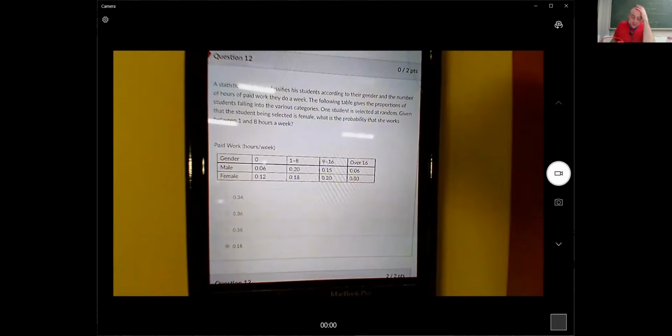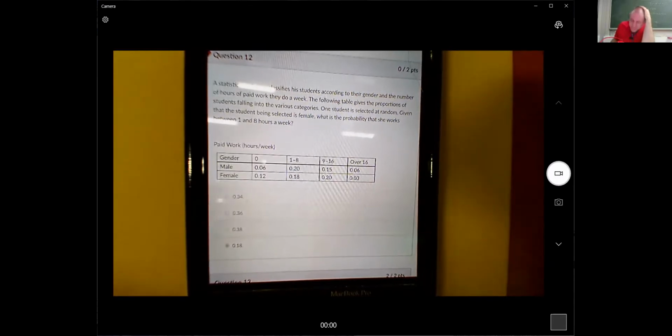So a statistician, possibly a statistics lecturer, classifies his students according to their gender. Of course he does. Sorry. It's 2021, people. You don't need questions that involve gender. But anyway, according to their gender and the hours of work that they do a week, the following table gives a proportion of students falling into the various categories. One student is selected at random. Given that the student selected is female, what is the probability that they work between 1 and 8 hours a week? Okay.